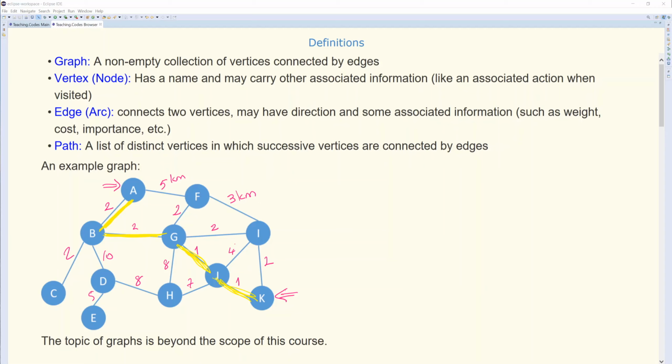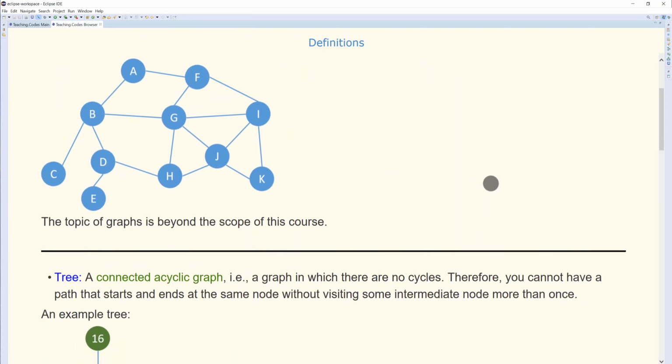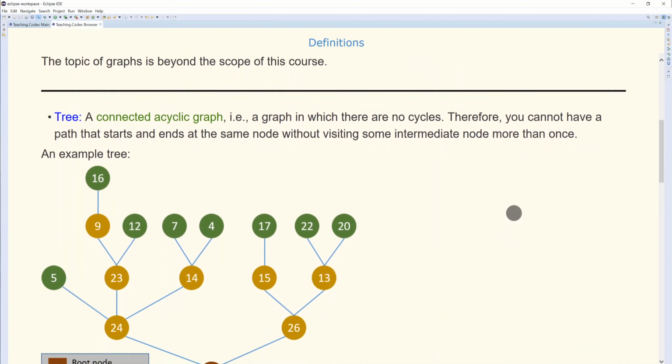Anyways, as we said, the concept of graphs is a very important topic in computer science, but it requires more attention, and it's beyond the scope of this course. There are separate courses on graph theory, which takes one full semester, so we're not going to discuss graphs in more detail anymore.